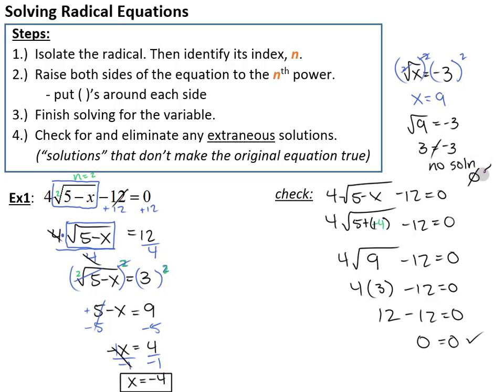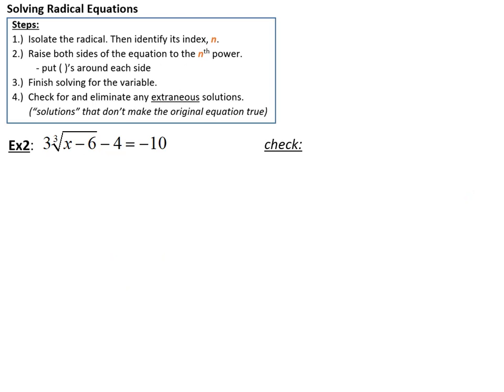That is the mathematical symbol for no solution. It's like a little 0 with a diagonal slash through it. So you're welcome to use either of those if it's a no solution. All right, so let's try our next example here.